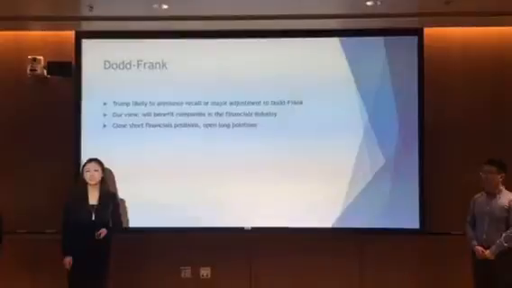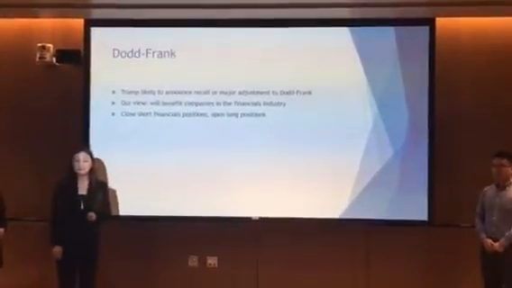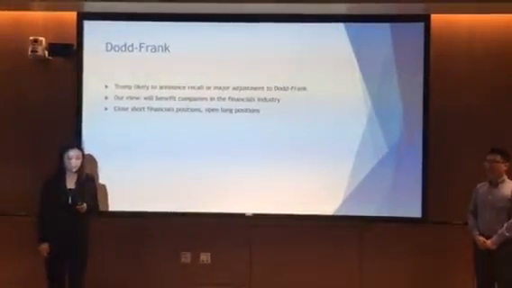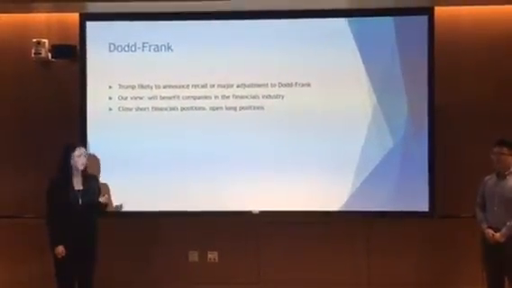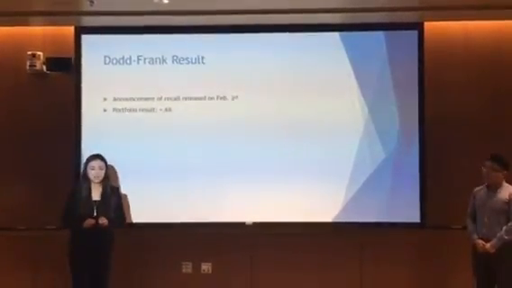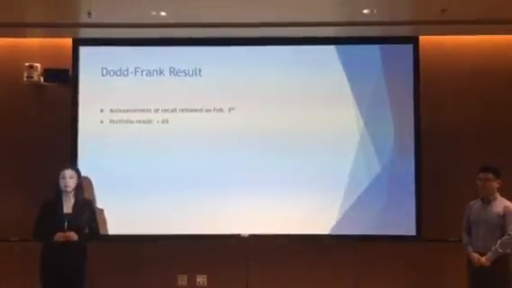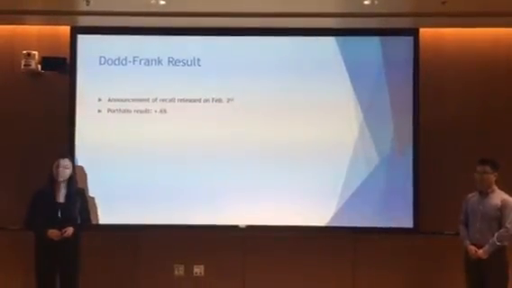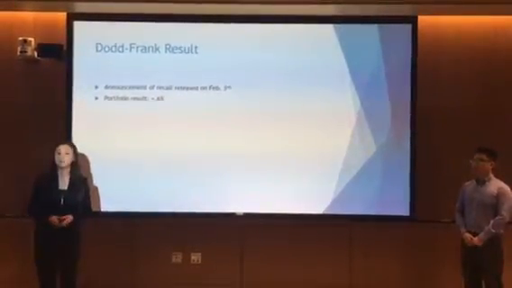Early on his campaign trail, President Donald Trump promised to dismantle the Dodd-Frank Act. We believe an action like this will benefit the financial industry. So in a case like this, we must close our short positions in financials and instead open long positions. On the eve of February the 2nd, the president made an announcement saying that his executive order would come very, very soon. So on the very next day, we made our orders, and the executive order actually came out literally 5 minutes later. By the end of that day, our portfolio was up by 0.6%.